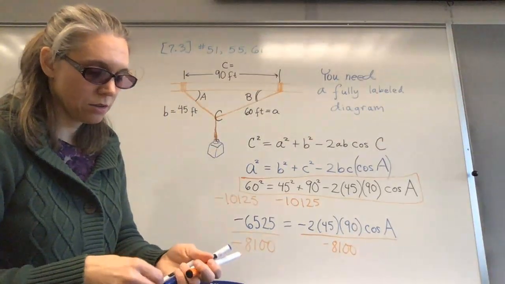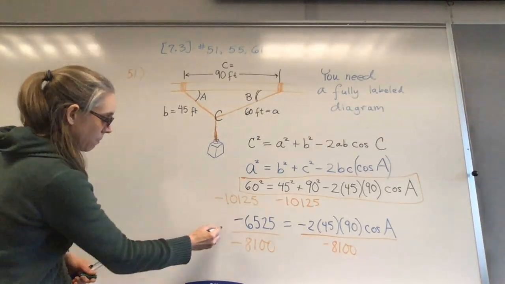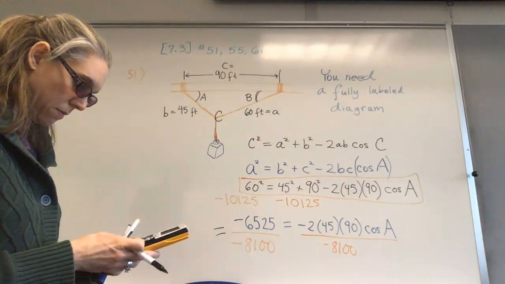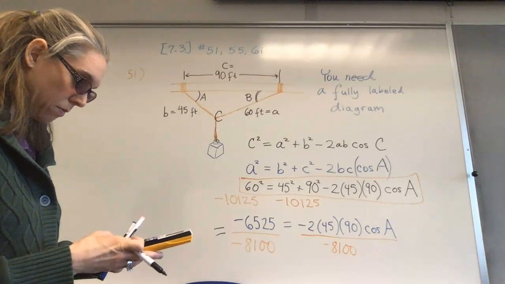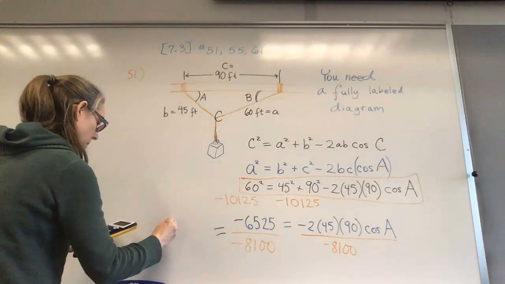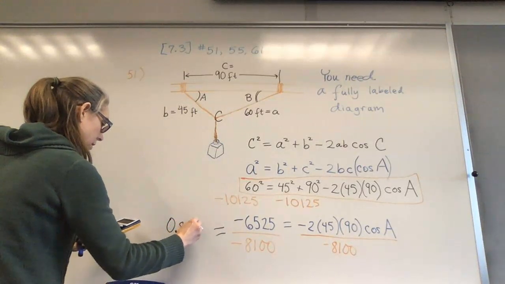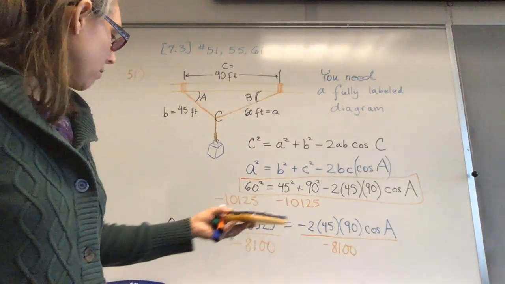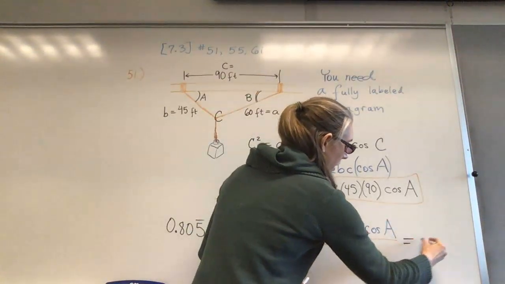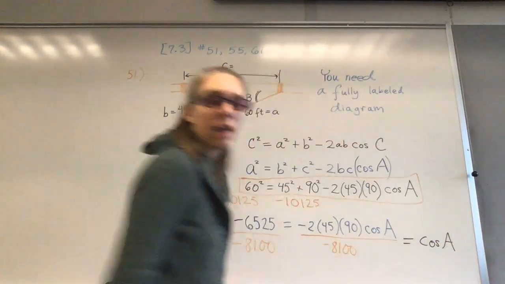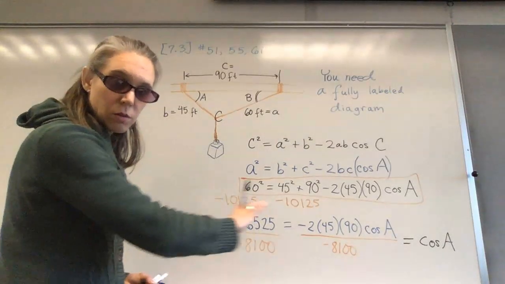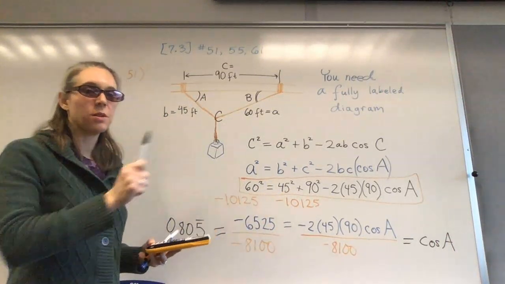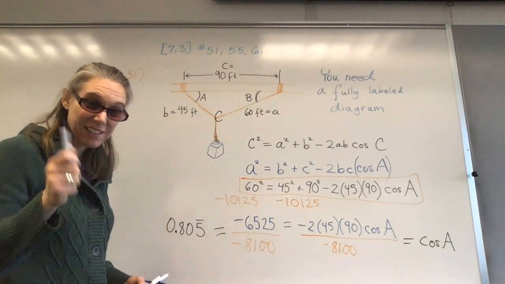And in this case, you can use a string of equal signs correctly. What's left on the left-hand side is .8055555555, and then on the right-hand side, on the far right, I'm left with cosine of A. This string of equal signs actually has things that are equal. You need to make sure that when you use equal signs, everything that you are connecting is actually equal.